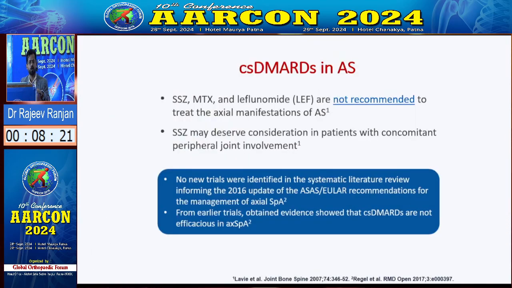The second line of treatment is conventional synthetic DMARDs. Coming to sulfasalazine, we have had a very good discussion about sulfasalazine earlier. Sulfasalazine, methotrexate and leflunomide are not recommended for axial manifestations of ankylosing spondylitis. But sulfasalazine may deserve consideration in a patient who has peripheral joint involvement. So you can use it in peripheral arthritis, but when there is predominantly axial symptom, it has less effect on the axial symptom.